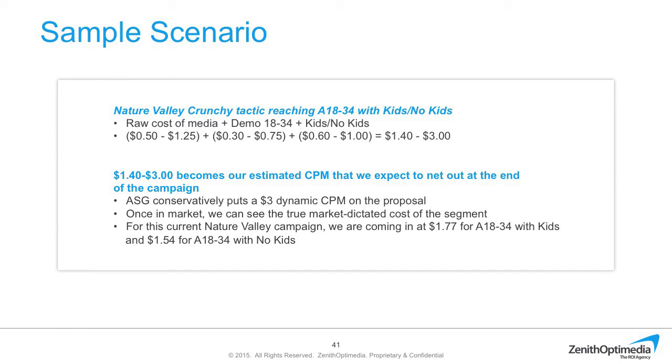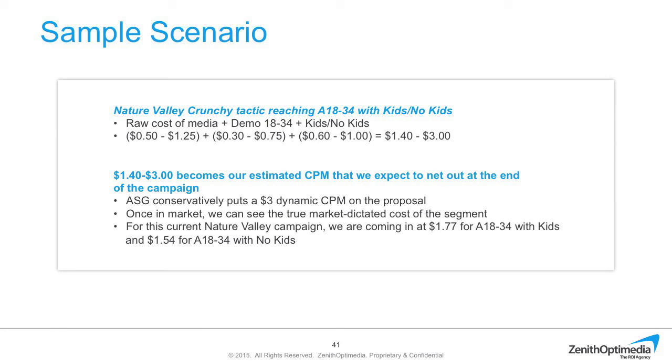Now that you've chosen your data segments and you've gone into the DSP and pulled the availability of those data segments, you can now take a look at some past examples of how the pricing works out. So for a particular campaign for Nature Valley Crunchy, we wanted to reach ages 18 to 34 with kids, as well as compare performance of people ages 18 to 34 with no kids.